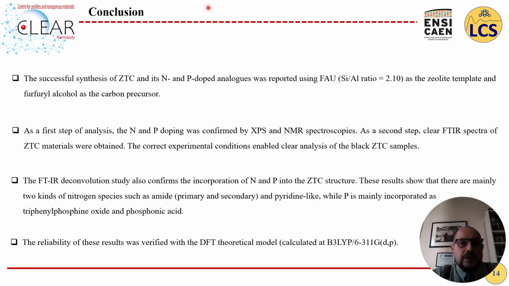To conclude, we synthesized nitrogen- and phosphorus-doped ZTCs using faujasite zeolite and furfuryl alcohol as a carbon source. The incorporation of nitrogen and phosphorus was confirmed by XPS and NMR, and clear FTIR spectra were obtained under optimized conditions. FTIR deconvolution revealed amide and pyridine-like nitrogen species, and phosphorus mainly as triphenylphosphine oxide and phosphoric acid. These findings were further supported by DFT calculations.